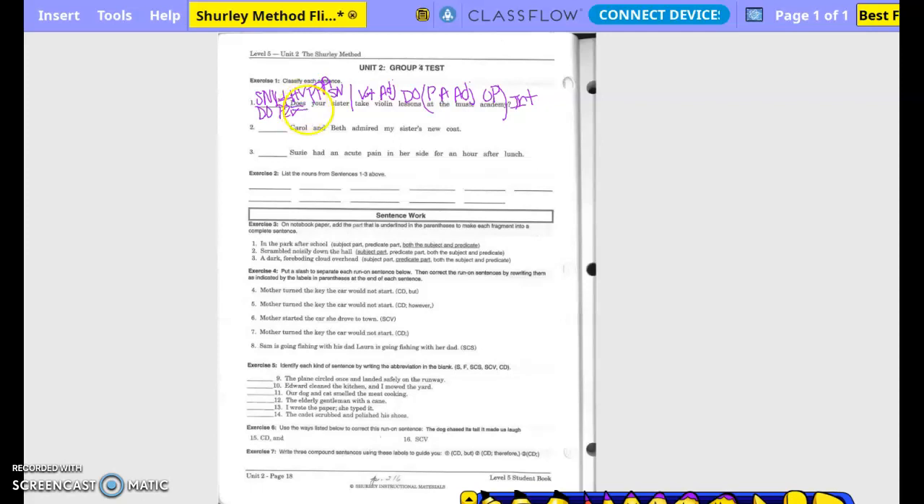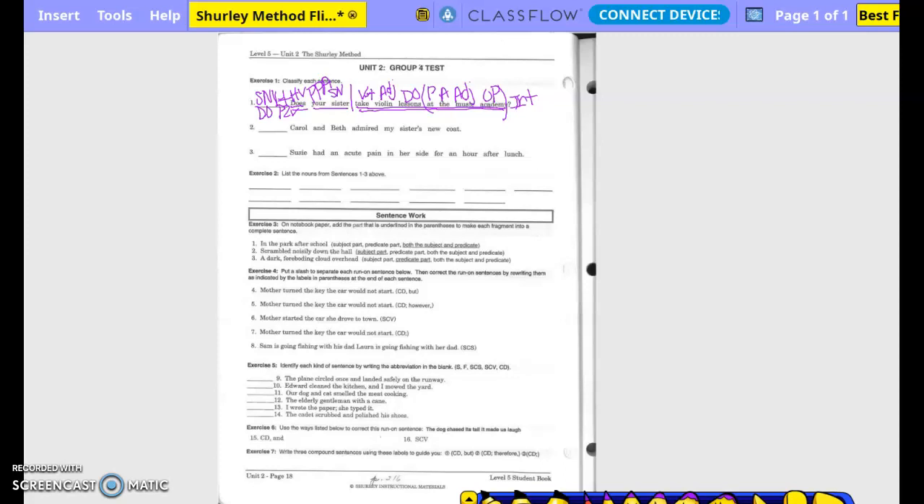So underline does twice, your sister once, and take violin lessons at the Music Academy twice. Okay. Let's look at the next one, number 2. Carol and Beth admired my sister's new coat.